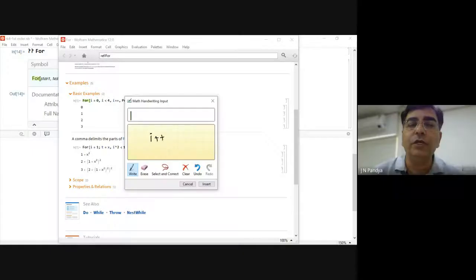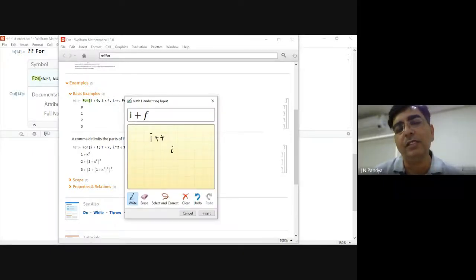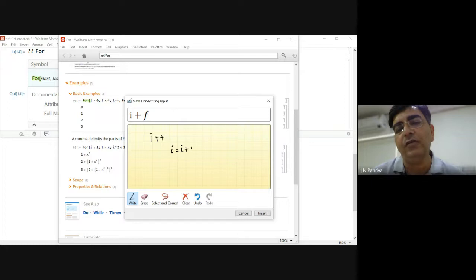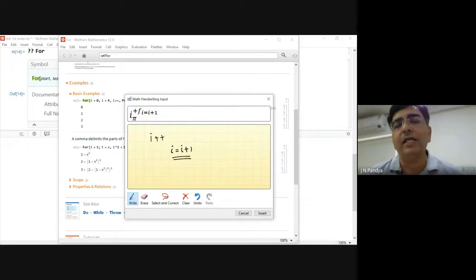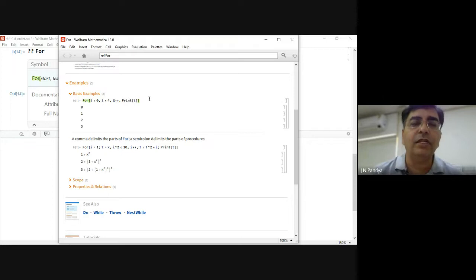Plus, you must be knowing, right? What is i plus plus? It is the short form of i is equal to i plus 1. So whenever I want to use i equal to i plus 1, I can use i plus plus in Mathematica as well as MATLAB without any problem. So that is what they are doing.